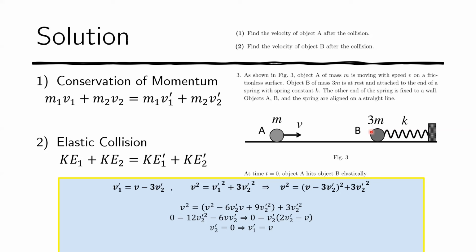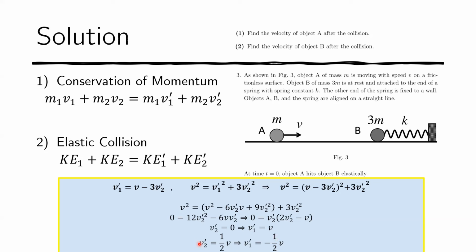So it's like they collided, this remained at rest, and object A just moved forward at the same speed. So again, object B is like a ghost, and that's clearly not physical. So this is probably not the answer we're looking for. So we look at the other solution, such that 2v2 prime minus v equals 0. If we solve that, we get v2 prime equals 1/2 v. And if we have this, we can use this again to obtain v1 prime equals negative 1/2 v.